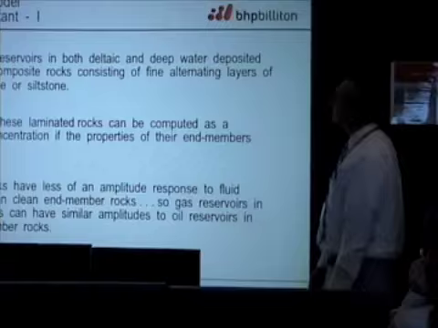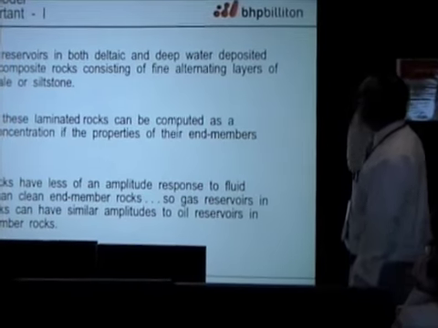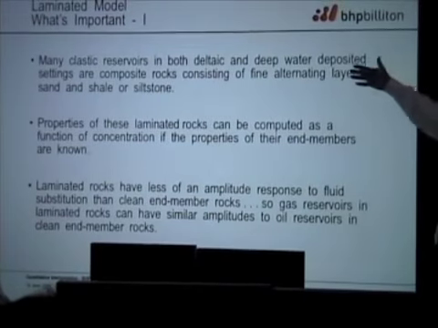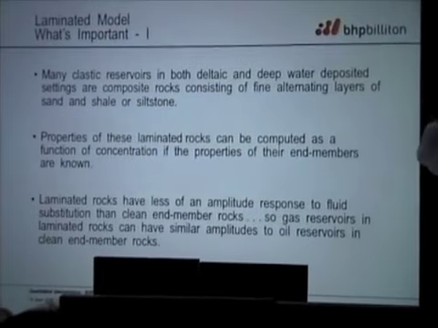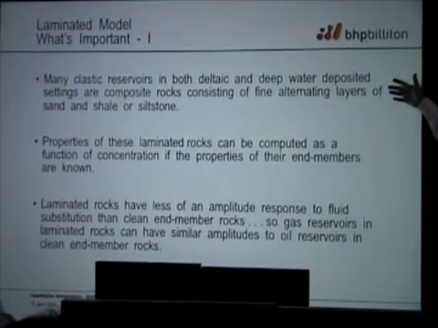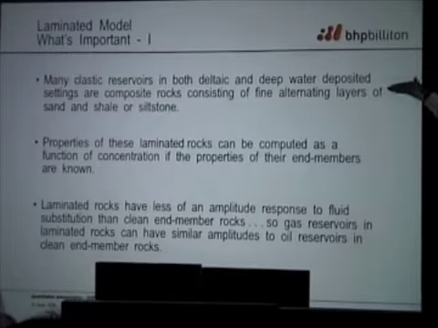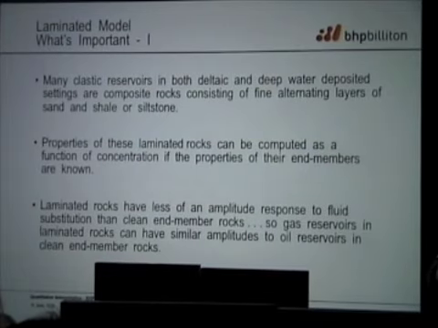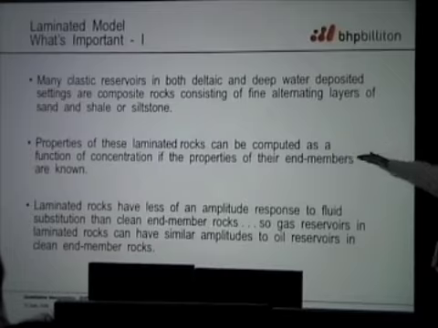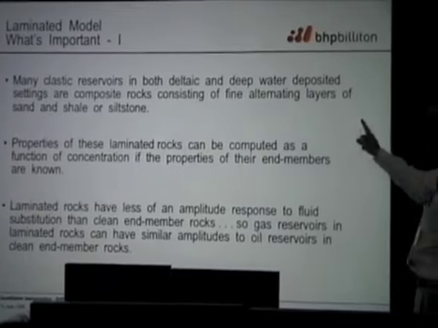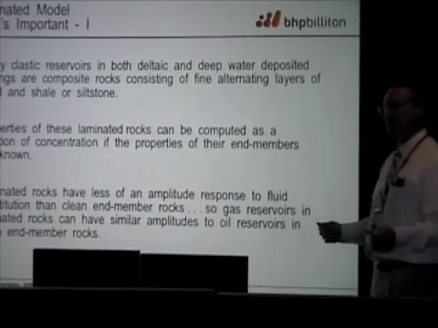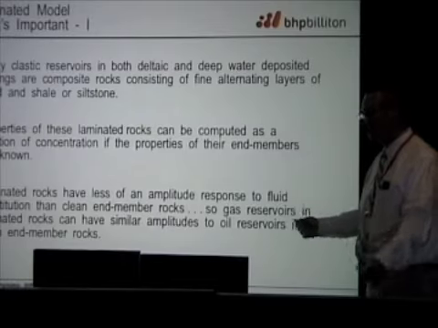Okay, so what are the takeaways? Many classic reservoirs, in both deltaic and deep water, your outer deltaic, your fringe kind of deltaic rocks, have the same laminated problem. In deep water deposit studies, there are composite rocks, laminated rocks, consisting of fine alternating layers of sand and shale or siltstone. Properties of these laminated rocks can be computed as a function of concentration if properties of the end members are known. That's why we try to pick end members on the logs.